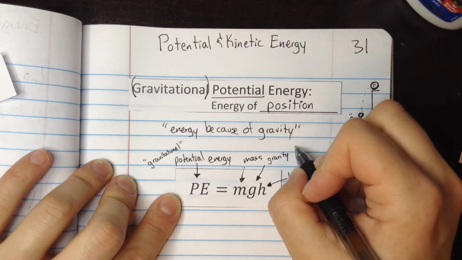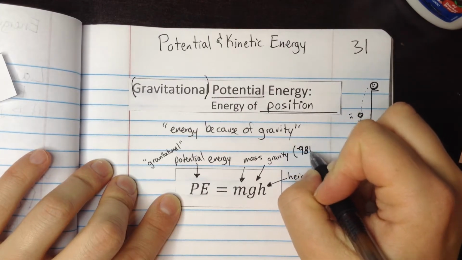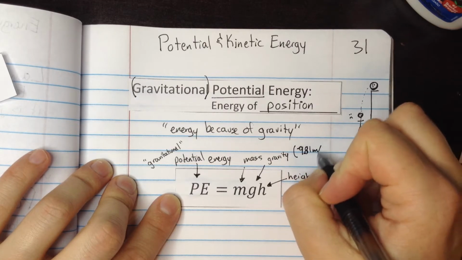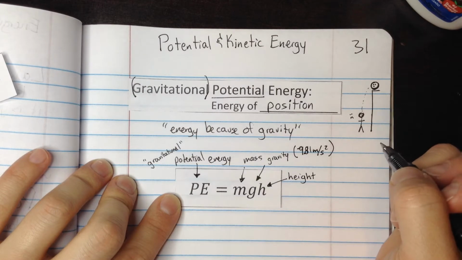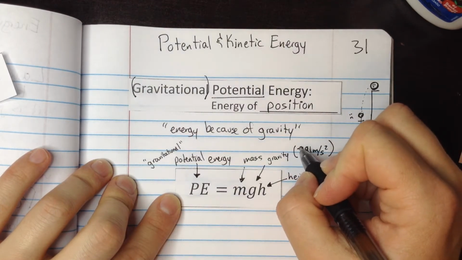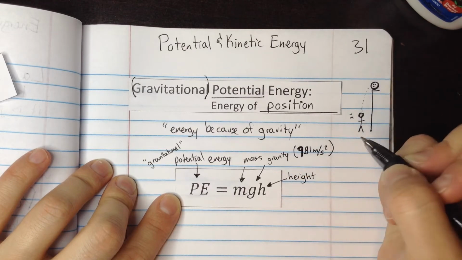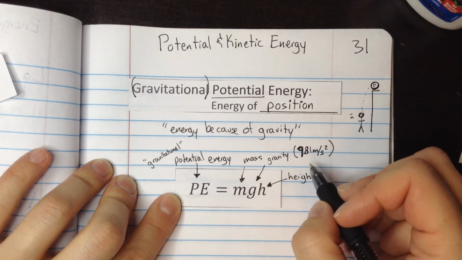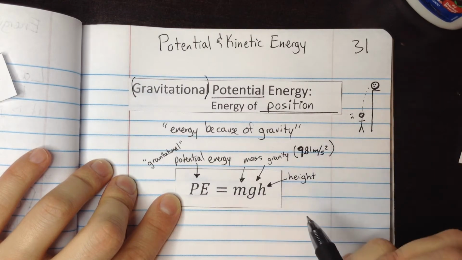Now, remember gravity, that's the negative 9.81 meters per second squared. All right, that's the acceleration due to gravity. Okay, in this case, we're going to keep it positive for most of these numbers. Okay, and that is an acceleration. Okay, so mass, gravity, and height.